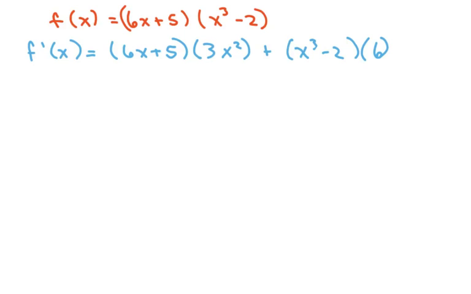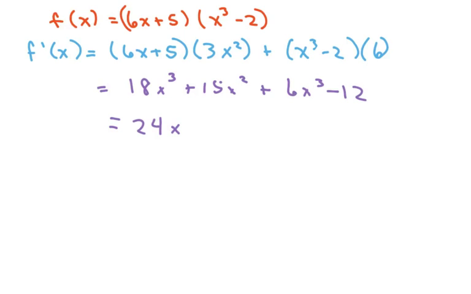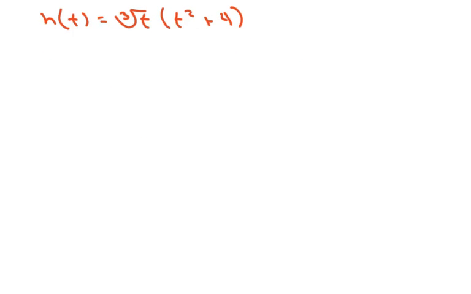So then all you have to do is simplify, and this is going to be 18x cubed plus 15x squared plus 6x cubed minus 12, and this simplifies to 24x cubed plus 15x squared minus 12. Okay, the next one involves the square root, so we want to take the derivative of h of t.